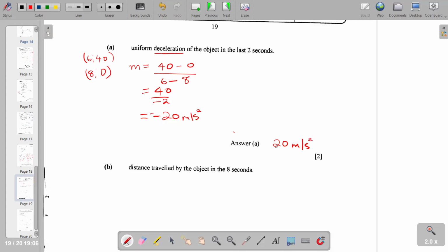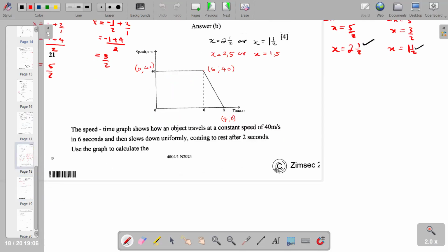Then the next question, that is part B: the distance traveled by the object. They want the distance traveled by the object.